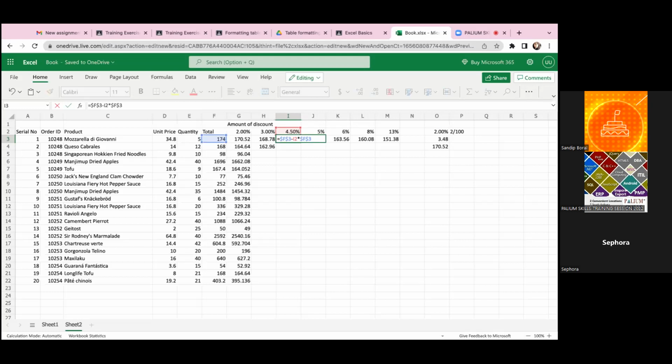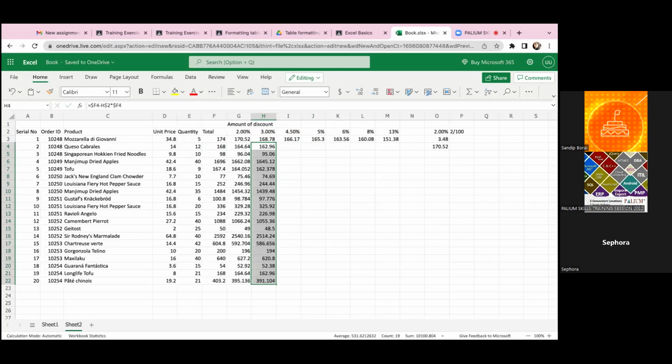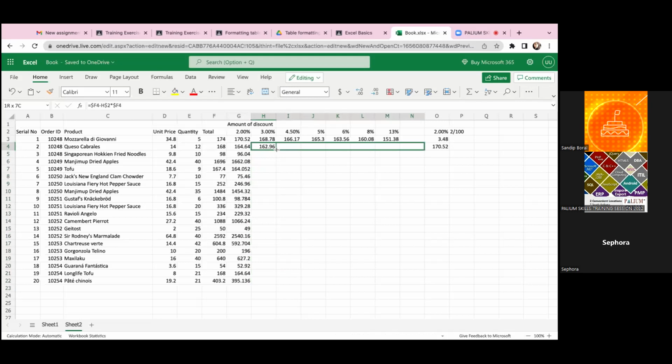So come to the next one, Sephora. Look at 162.96. Click on 162.96. Now drag that to the right. Okay, that's also fine. We'll anyways have to do it ultimately. Yes, go to the right. Now see, it will calculate properly. Double click on that 160.44.